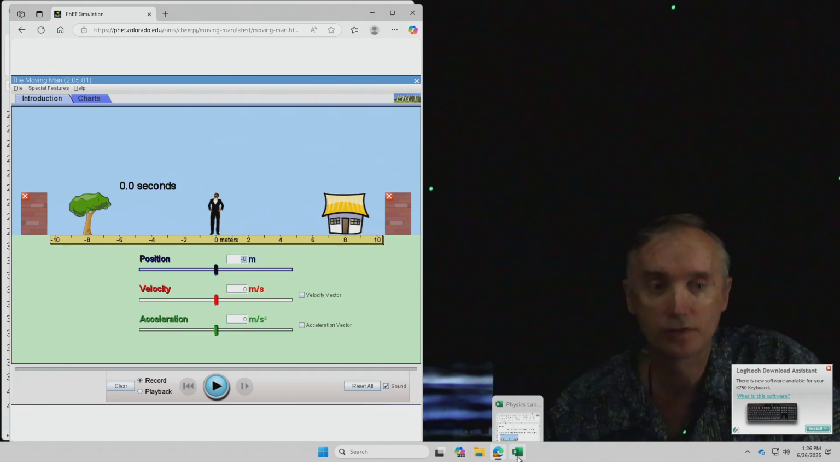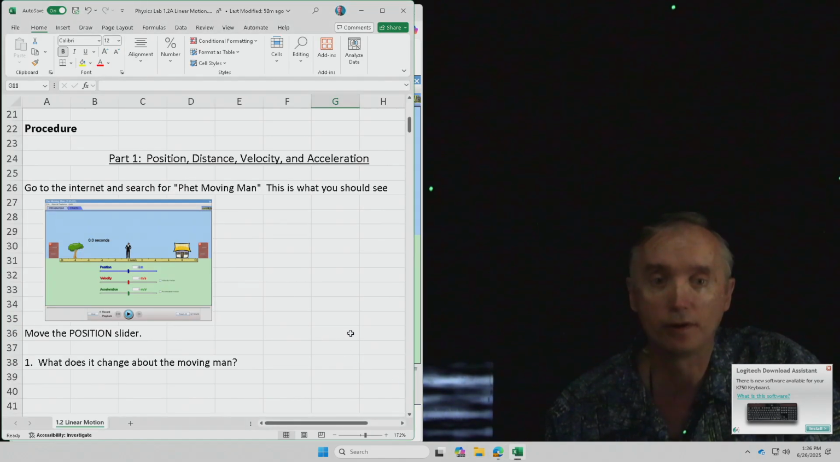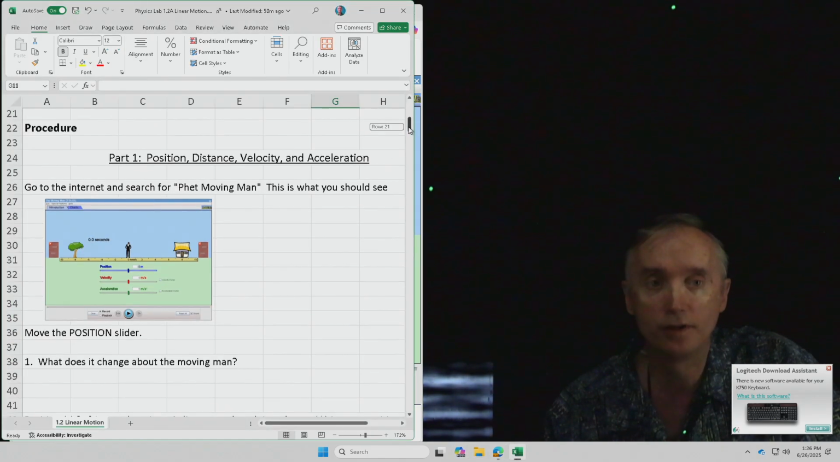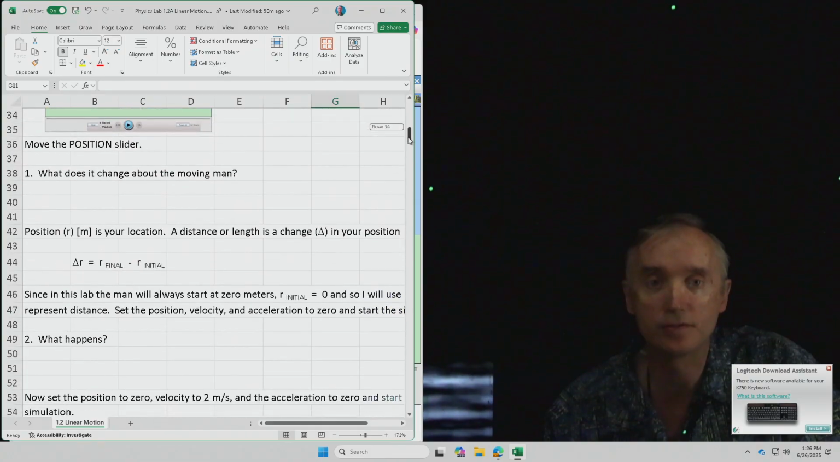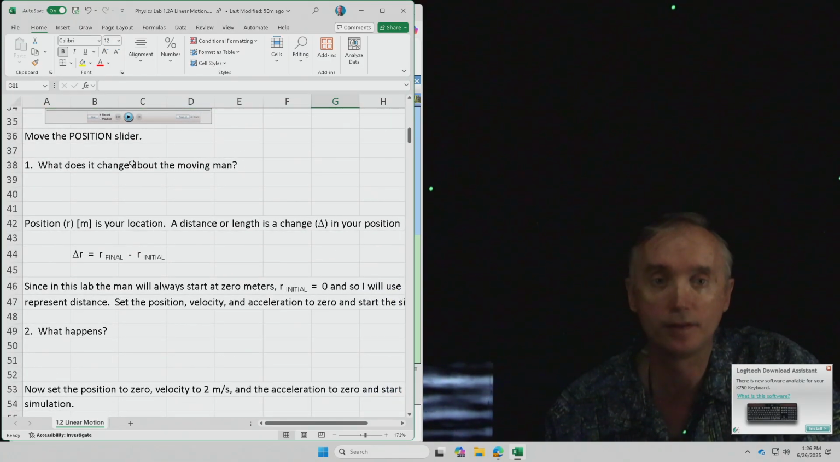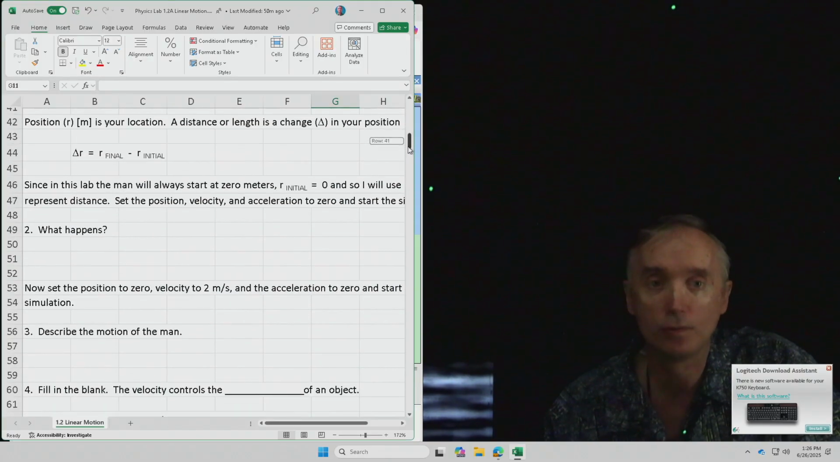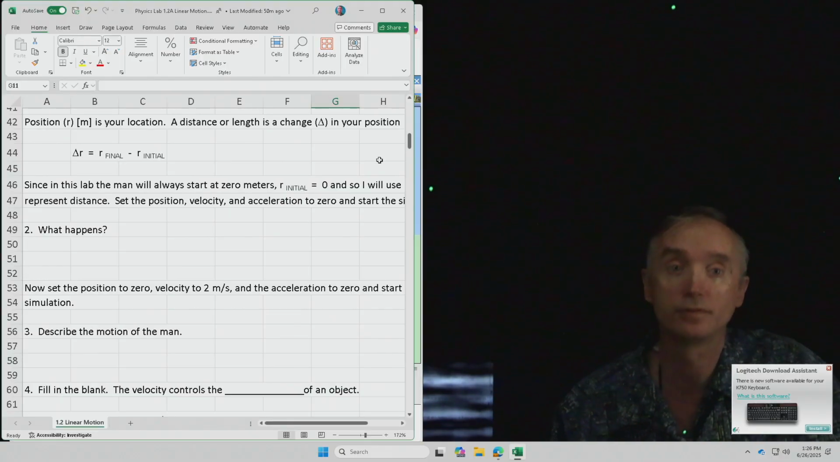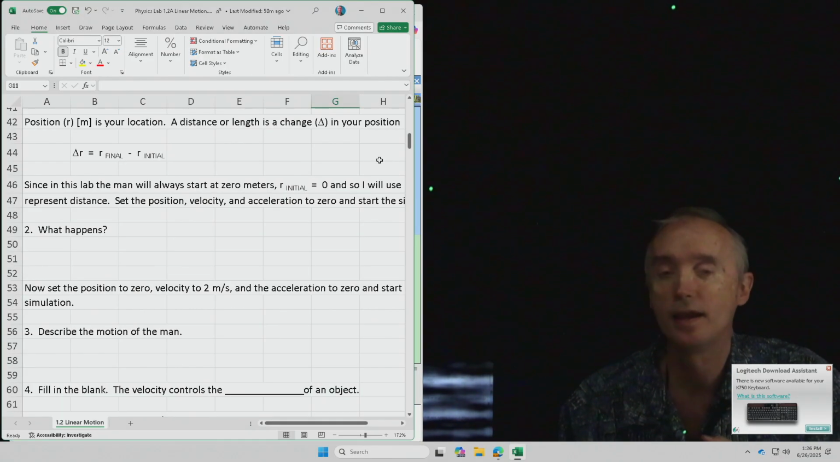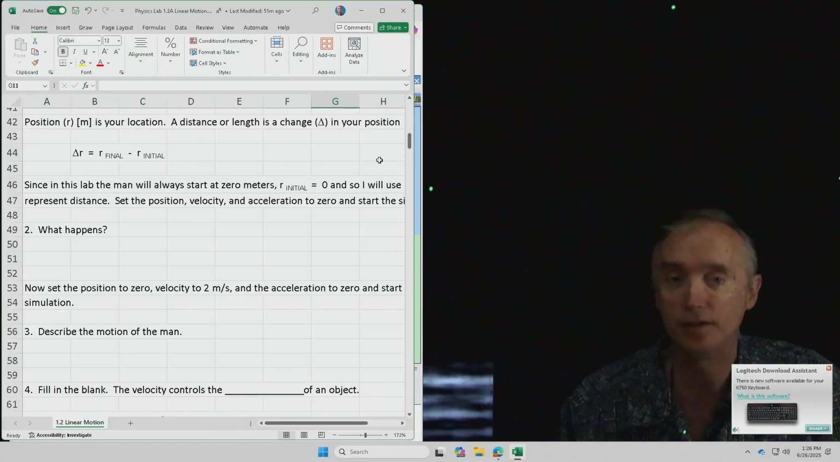So if we go back to here, the very first thing that you're going to do is move the position slider, and then see what it changes about the man. Okay, then the next concept that you need to understand is what is position. Position is where you are located. And then the distance that you travel is your change in your position.